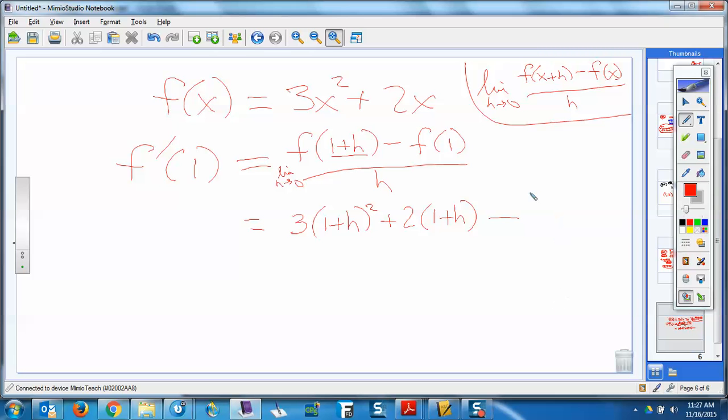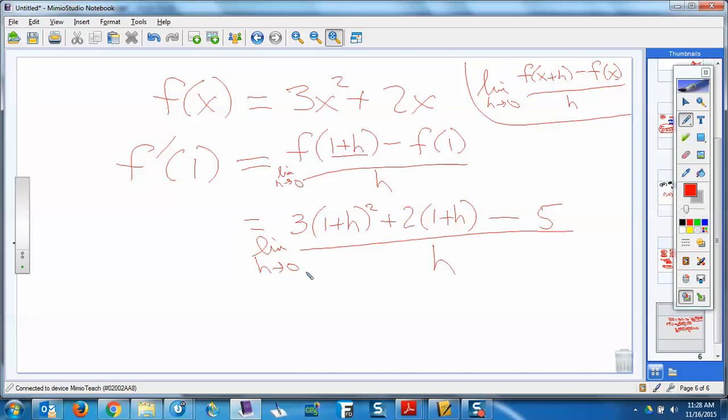Minus 3 plus 2 is 5, all over h. And that's the limit as h approaches 0. And we'll stop right there and you can finish that.